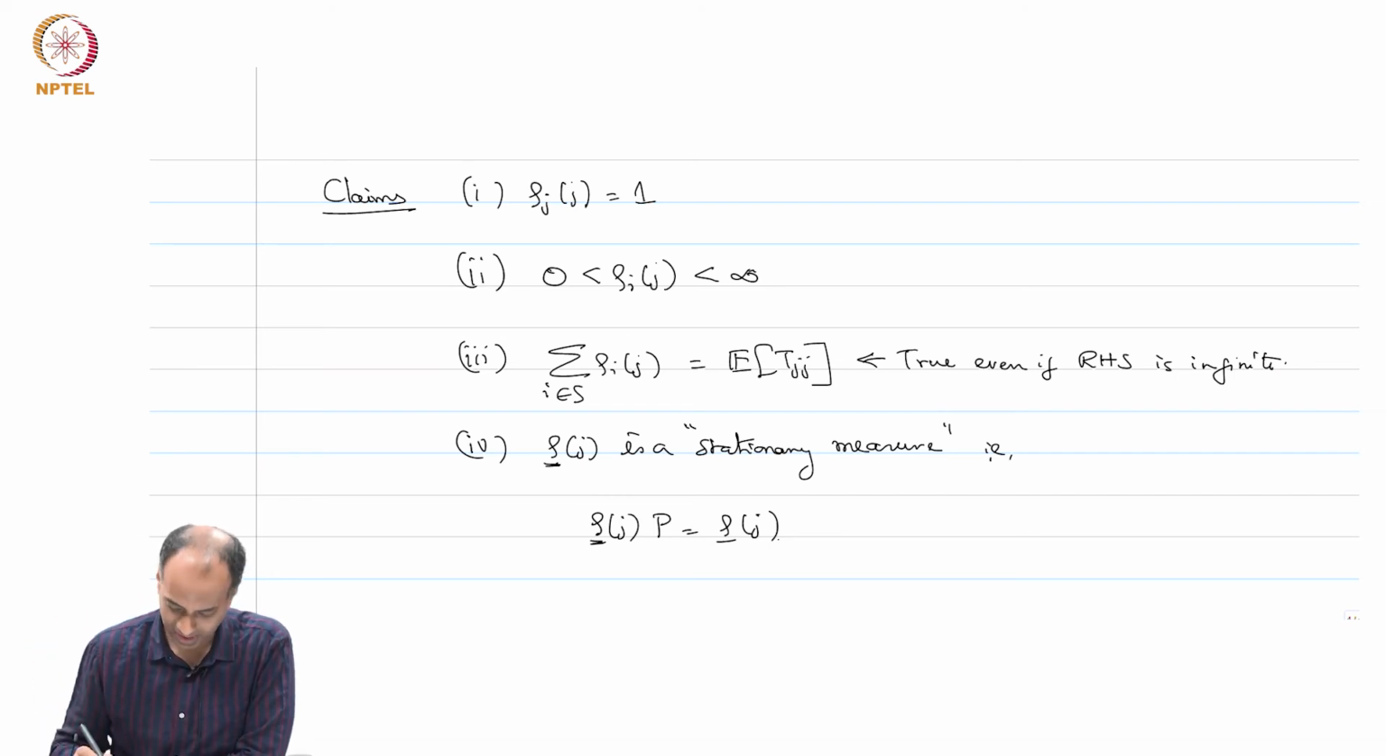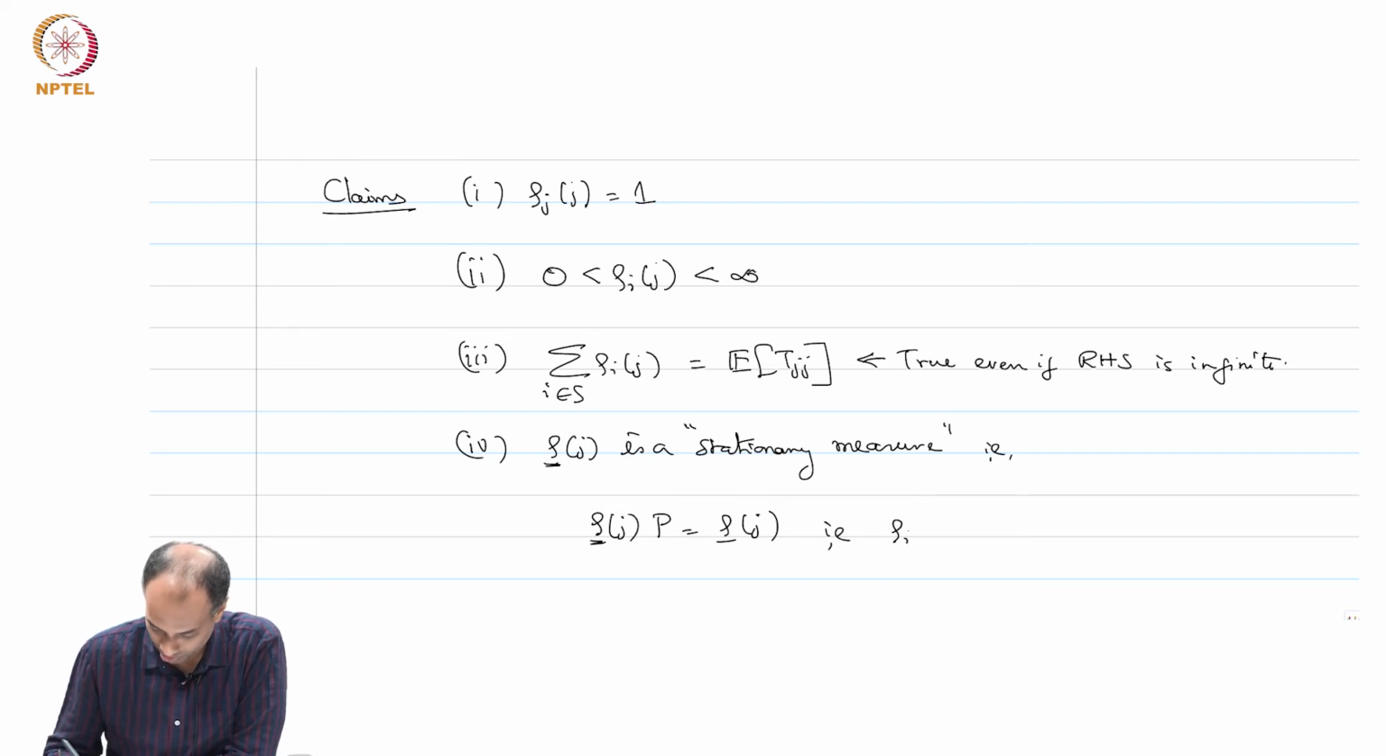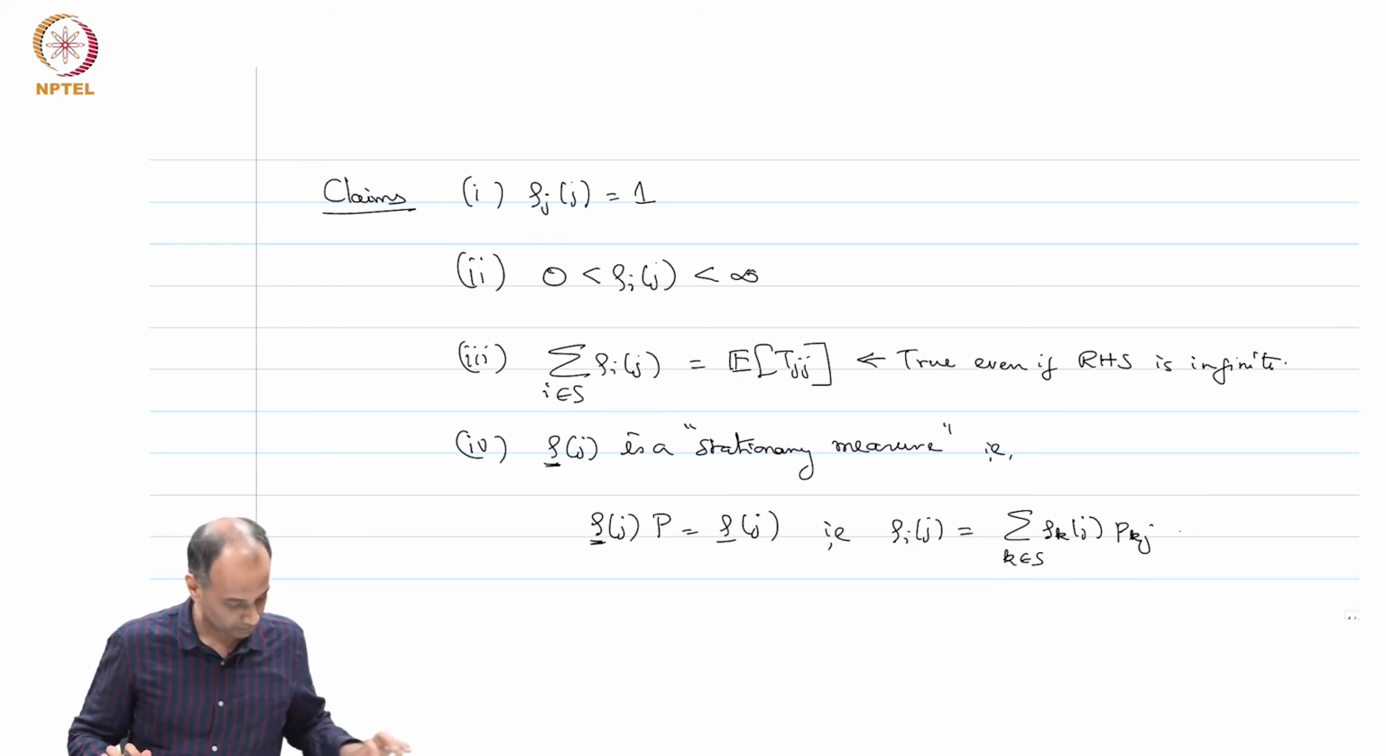This is a shorthand. This P need not be a matrix, since P is an infinite dimensional object here. So I should really write rho i of j is equal to the sum over k of rho k of j P_kj.